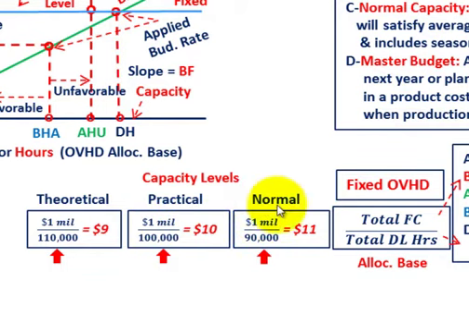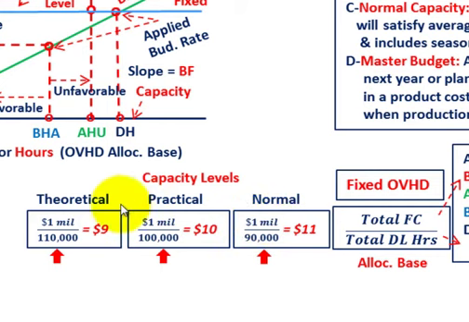Now we get down to our normal capacity. That's really our long run capacity that we'd be looking at. And again, same fixed cost, $1 million, but we're going to say we can only produce at 90,000 direct labor hours. And that division is going to give us $11 as our applied, or budgeted, fixed overhead rate.